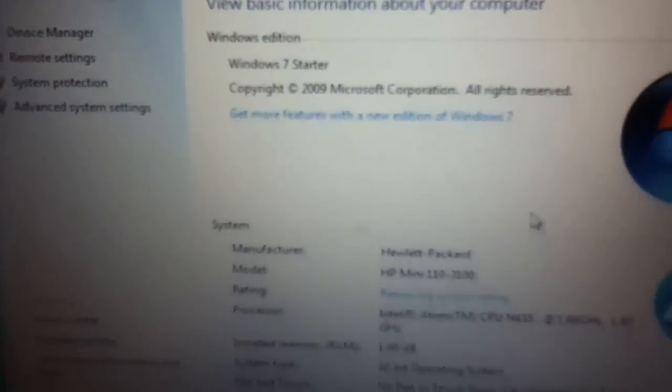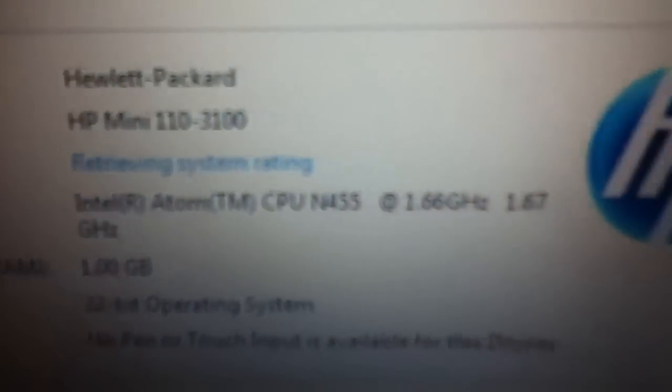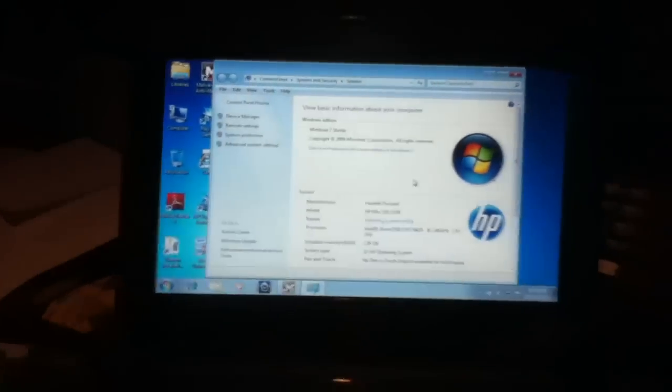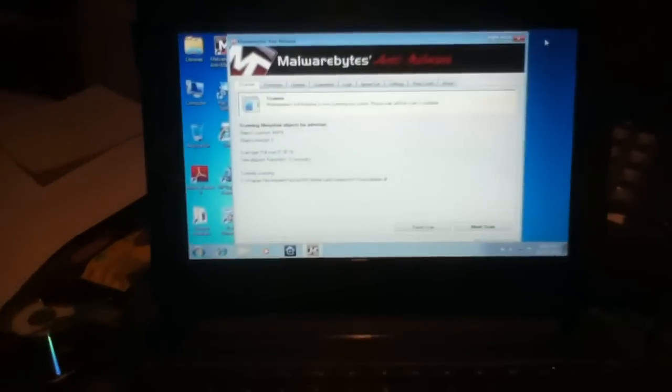Has Windows 7 on it, of course. It has an Atom N455. That is a very, very slow Atom processor. It's basically the Celeron of the line of Atom processors. And they decided to put Windows 7 on here, so it kind of shows a bit more than it would with XP, but... whatever, you know?